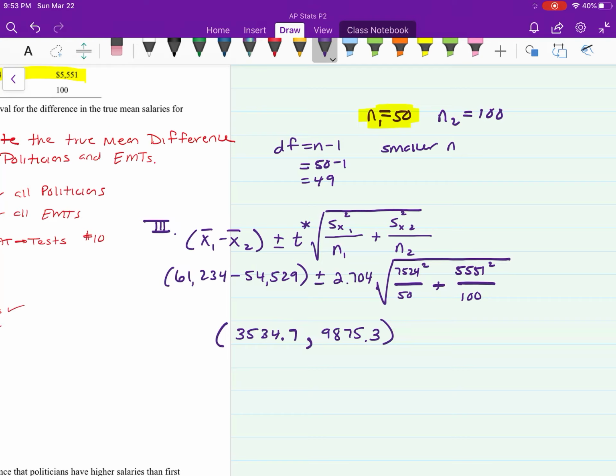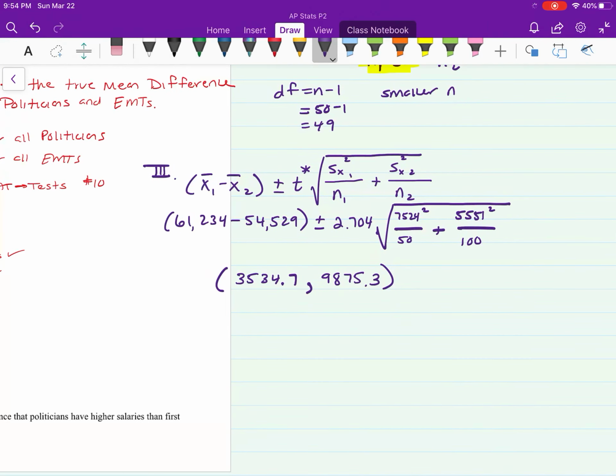Okay, so that confidence interval is the true mean difference in salaries. And remember, I subtracted them in the order of politician salary minus EMT salary. So I see that those numbers are both positive, which means politicians are making somewhere between $3,534 and $9,875 more than EMTs. And I also noticed that zero is not in there, but we'll talk about that in a second. Let's make our conclusion.